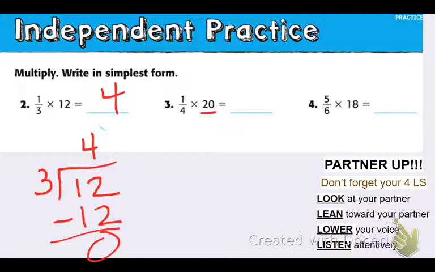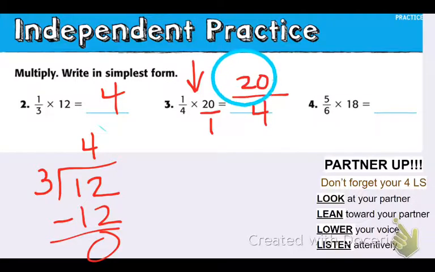Moving on to problem number 3. Step 1, create that fraction. Put it over 1. Step 2 is to multiply. 1 times 20 is 20. 4 times 1 is 4. Step 1, made a fraction. Step 2, I multiplied. Now I'm on step 3.